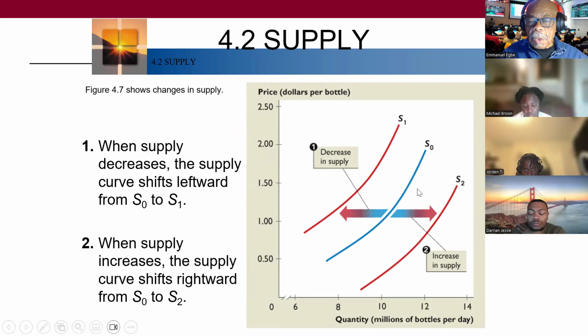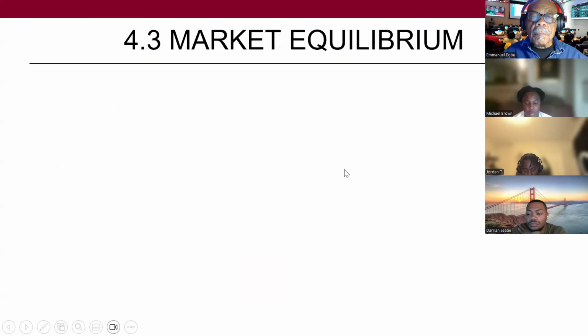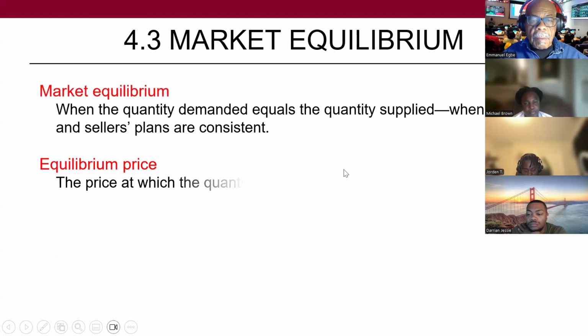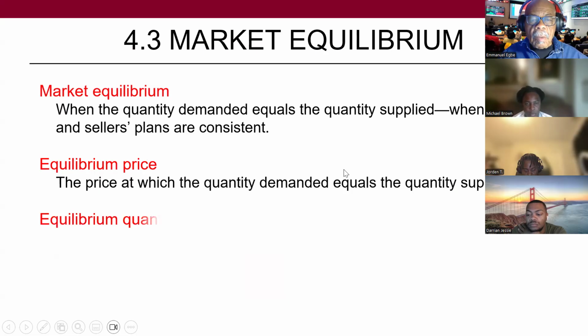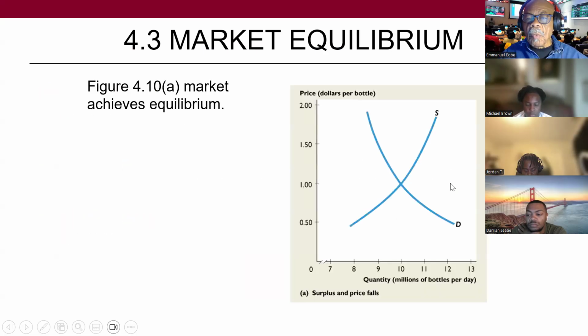And a change in technology will increase supply. Now, the interaction between buyers and sellers will lead to what we call an equilibrium. So you can see here where demand and supply interact. They meet here. So the equilibrium price is $1 and equilibrium quantity is 10.